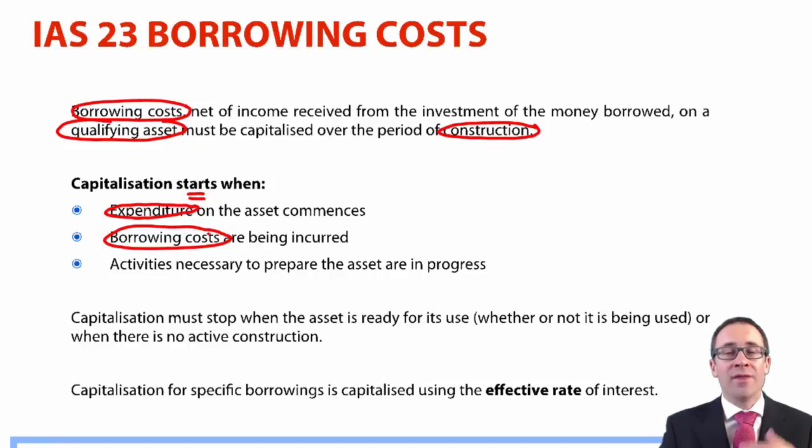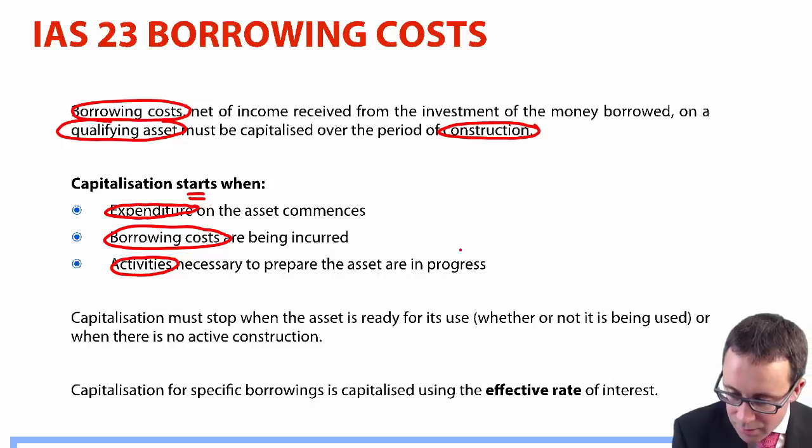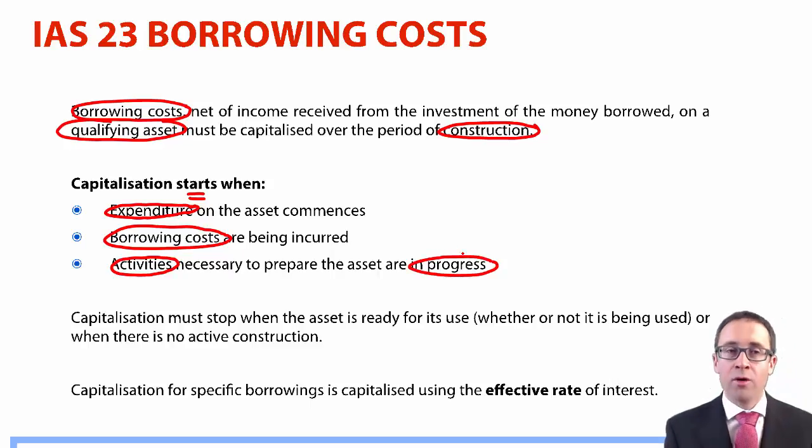So we need to make sure that we have the expenditure. We need to make sure that there are borrowing costs, and then as well, what you have there is that the activities are in progress. So essentially, construction has actually commenced.